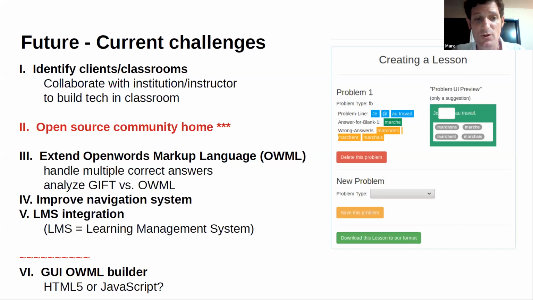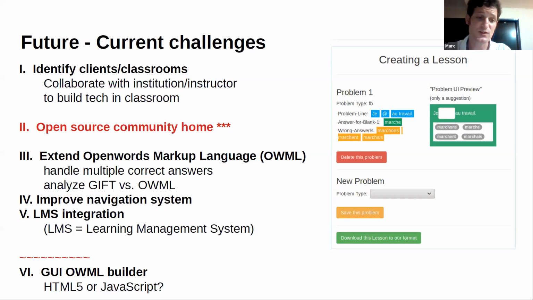We need an open source community home. For the most part, all of the work has been done either by myself or by Shen Han, the co-founder, and a few other people. But it would be better if we had maybe a geographical location or a community of contributors that are providing more long-term slow growth.